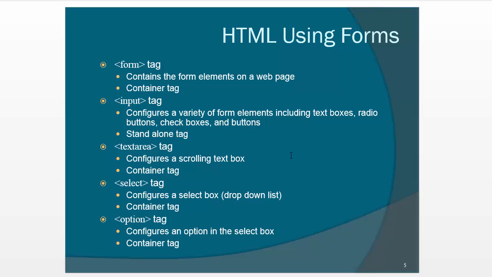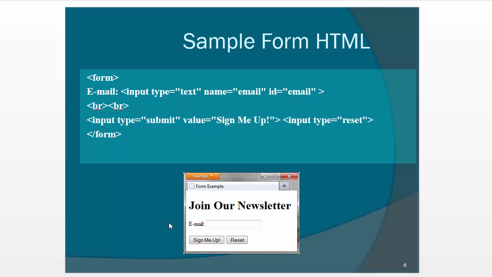So here are some common tags that we use when we're coding forms. First, the form tag is the container for the whole form. Input tag is used to configure the form elements, including things like text boxes, radio buttons, check boxes, and buttons. We also have a text area tag that's used when you have more than one line in a text box. For a drop-down list, we use select, and then we can also use option to select.